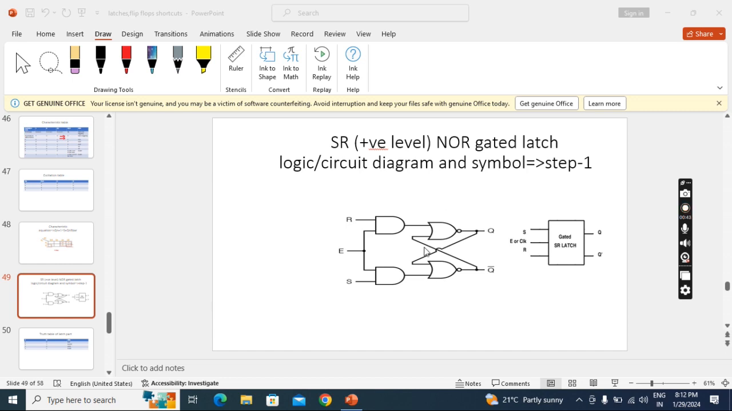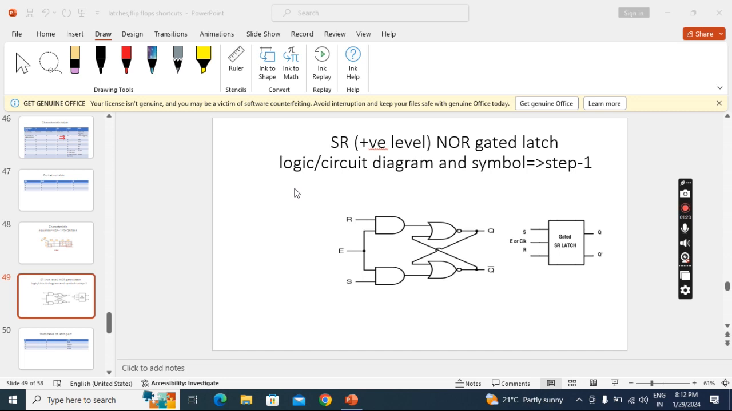In gated NAND, the latch part is NAND and the driving part is also NAND. But in gated NOR, the latch part is NOR, but the driving part is AND, not NOR. Remember this. This is applicable to any other gated latches and flip-flops also. So why are we using AND gates here? Because we changed the latch, to get the same output as the gated NAND latch, we have to change these gates.